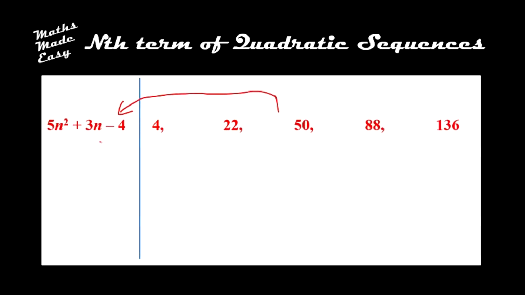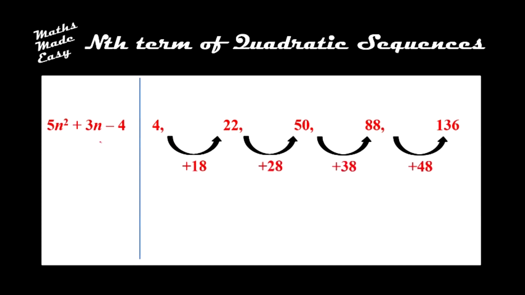So the first thing you will do is find the difference between each of the terms in the sequence. So to get from 4 to 22, you must add 18, 22 to 50, you add 28, 38, and then 48. Now in a normal linear sequence, these numbers would all be the same. So if they were all 5, you'd say it's a 5n sequence. But in a quadratic one, they're not going to be, they'll be different.